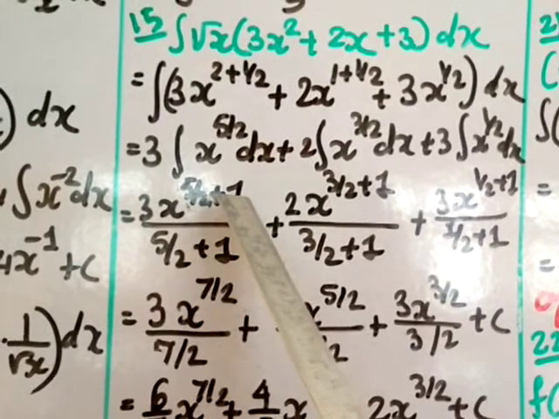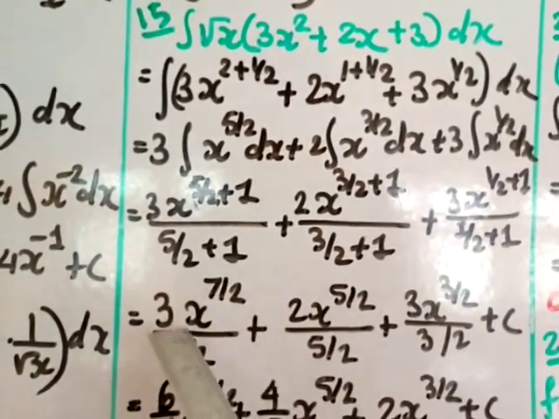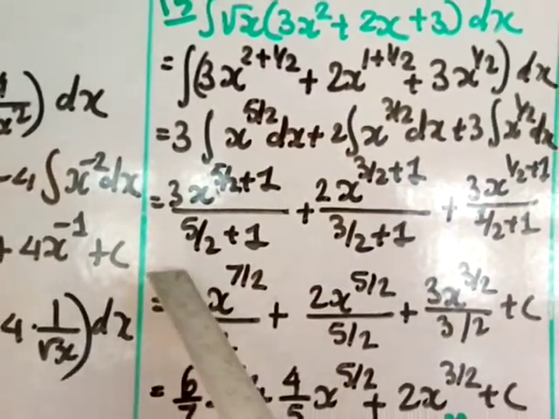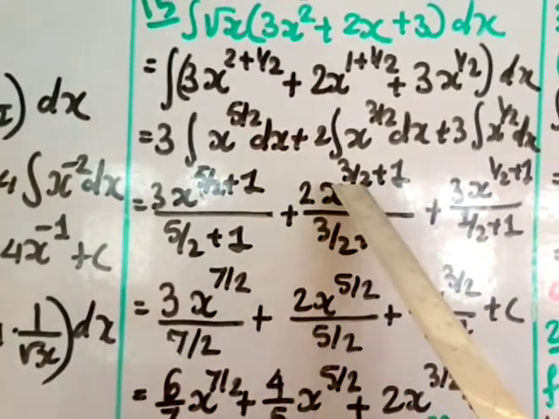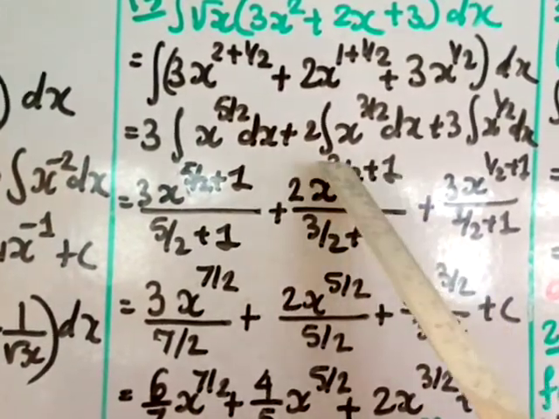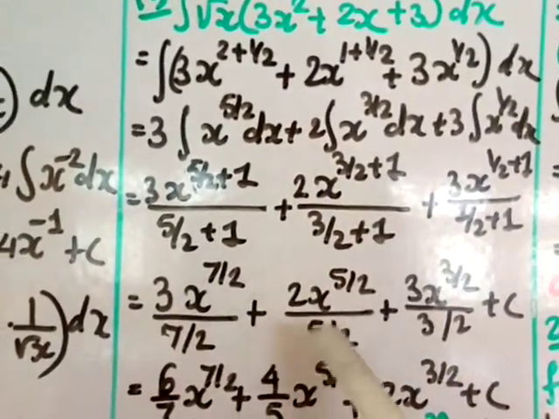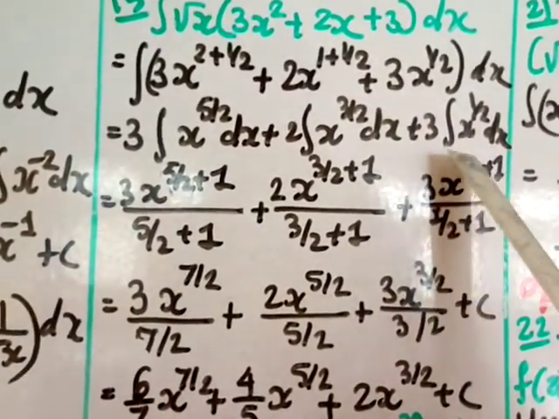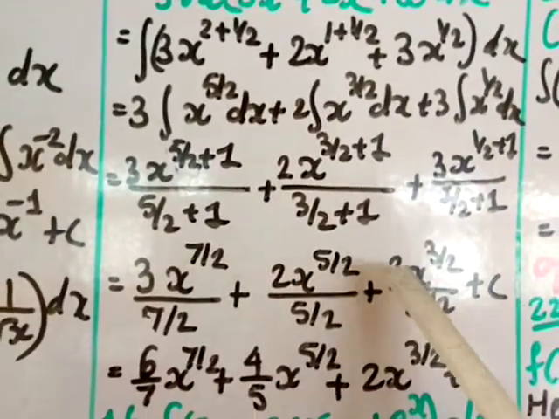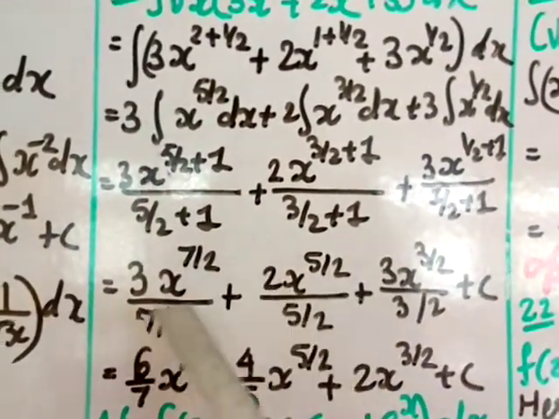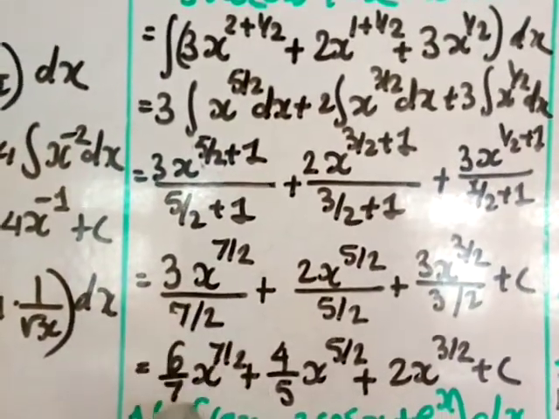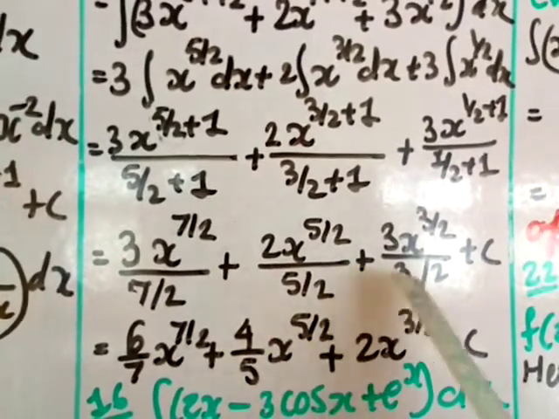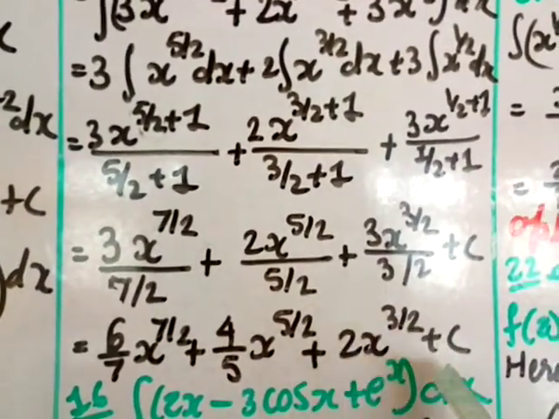Take LCM: 2 into 1 is 2, plus 5 is 7/2, and the denominator also 7/2, and this 3 is there. Then 2 x power, take LCM, 2 into 1 is 2, plus 3 is 5/2, and here also 5/2. Then plus 3, x power 2 plus 1 is 3/2, and here also 3/2, plus c. These 3 cut and these 2 take up. So 3 into 2 is 6/7 x power 7/2, plus 2 into 2 is 4/5 x power 5/2, plus, these 3 cut, remains 2 x power 3/2, plus c.